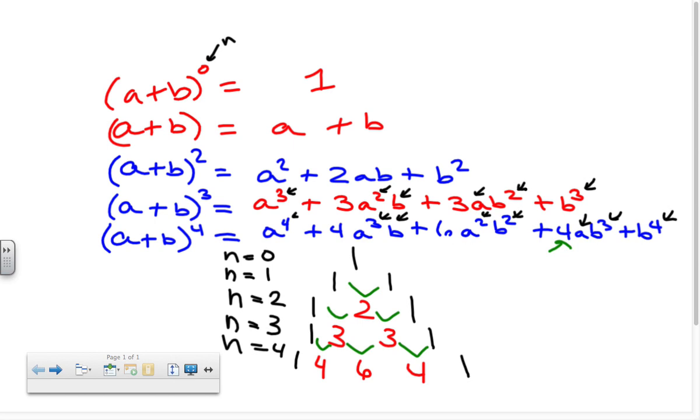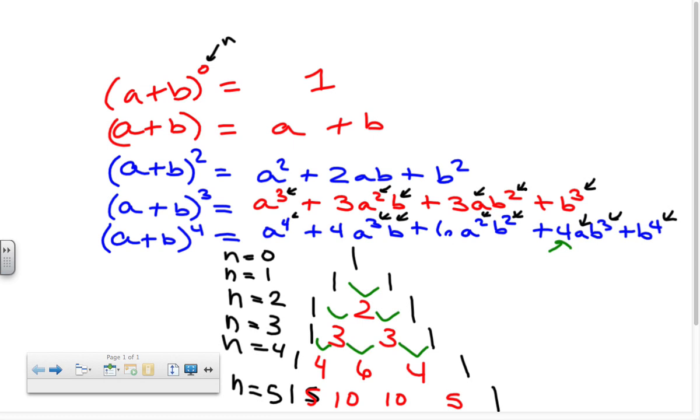Okay, let's go ahead and do n equals 5, and this keeps going on forever, actually. Okay, so 1 and 1. 1 plus 4 is 5, 4 plus 6 is 10, 6 plus 4 is 10, 4 plus 1 is 5. Alright, so this would actually keep going on forever and ever. It's called Pascal's triangle. We are going to do an activity with it in a couple of days.